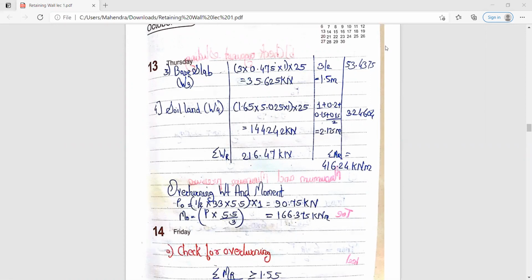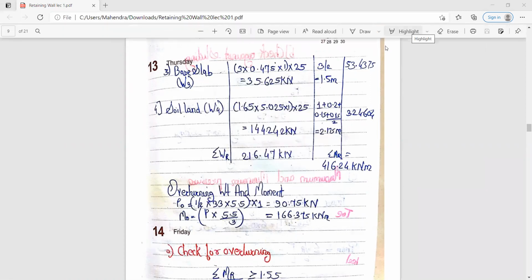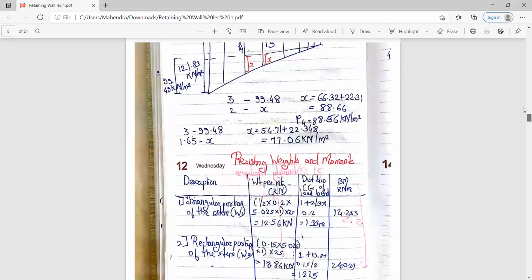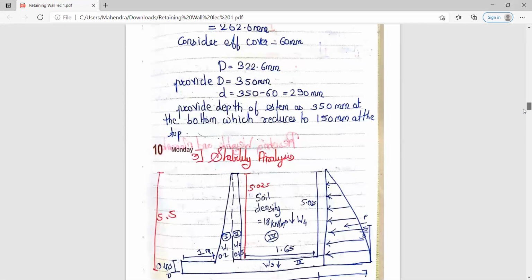Then you need to calculate the summation, because we are going to consider the weight now. So for weight, yes, here the soil density is 18.